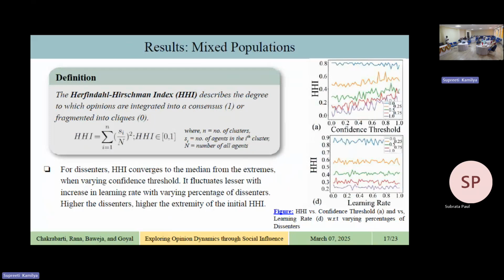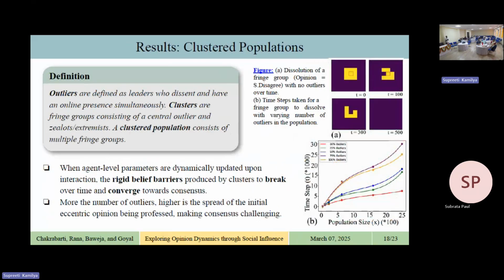That is 1. Next, an interesting part of our experimentation is the clustered population. We define clustered based on outliers. We define outliers as agents who are leaders, dissent, and have an online presence. When an outlier is placed in a cluster, we can have two kinds of clusters. In the first, an outlier is at the center, surrounded by normal opinion holders who have the same opinion as the outlier. The second type of cluster is where everyone is an outlier, or at least more than the single central agent. In the first case, we see that the clusters dissolve over time.